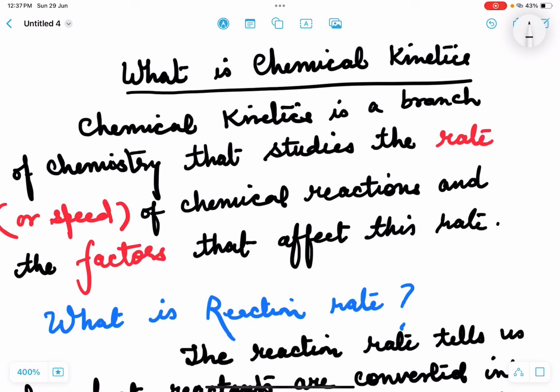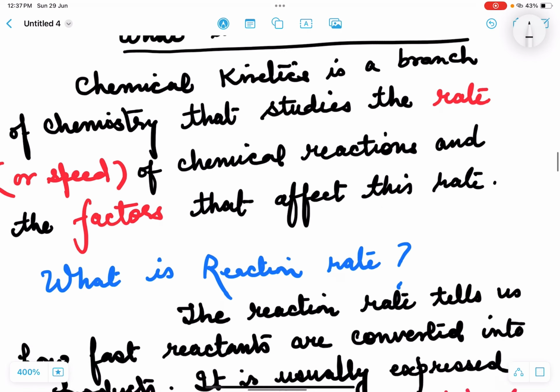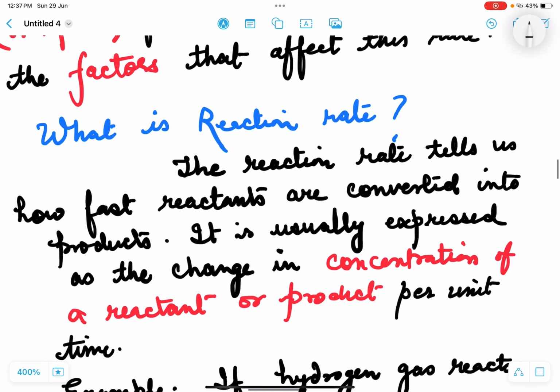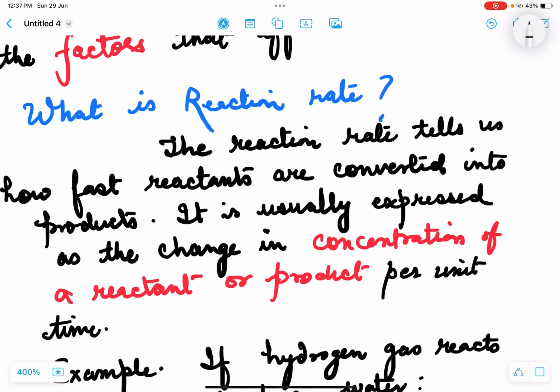There must be some factors which are affecting the rate of a chemical reaction. So we will study these factors also in the branch of chemical kinetics. Correct. Now the question arises, what is the rate of reaction? What is reaction rate?